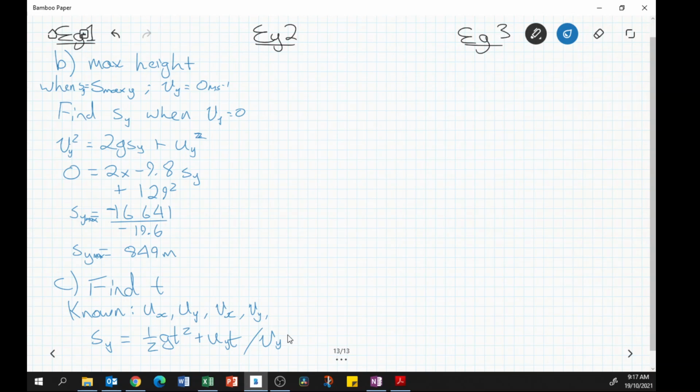Vy equals gt plus uy. Why can't we just use that? We know what Vy is, our final velocity. We know what Uy is, our initial velocity in the y direction. We know what the acceleration is. We can very easily calculate how long it takes to hit the ground. Yes? Let's do it that way.